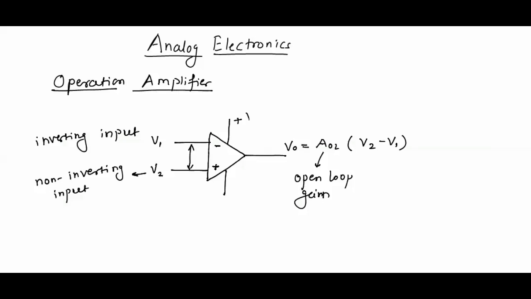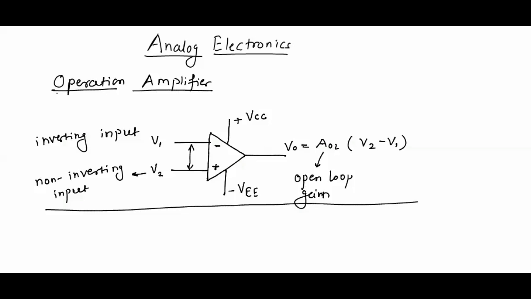One is the positive supply plus VCC, the other the negative supply minus VEE. So this is a basic circuit representation of an operational amplifier. In the circuits we will use this symbol.